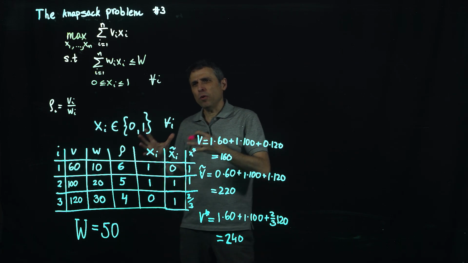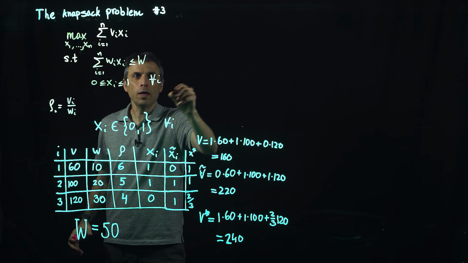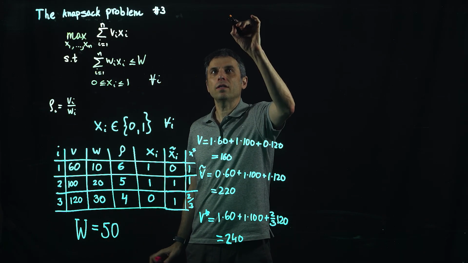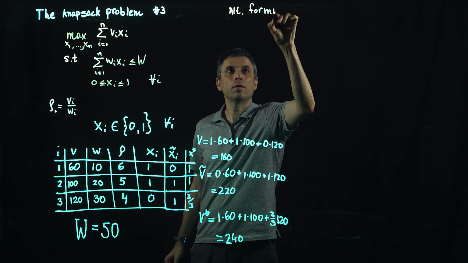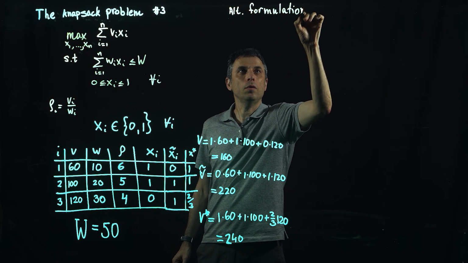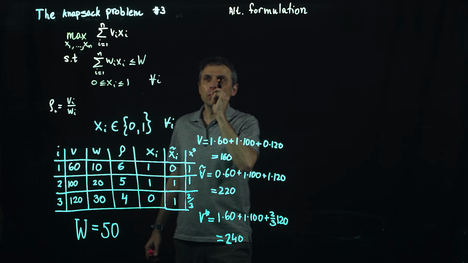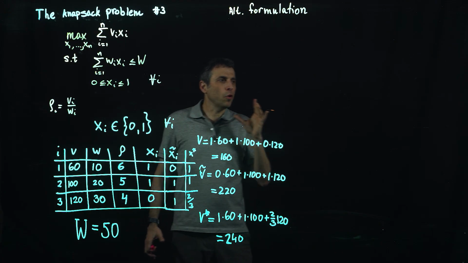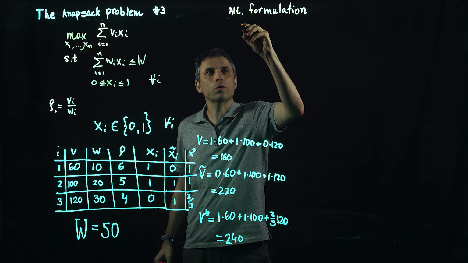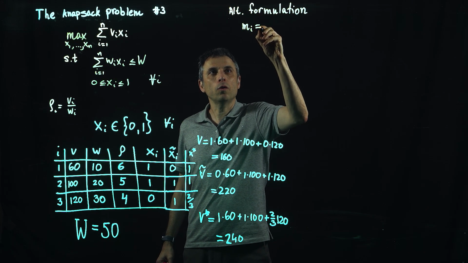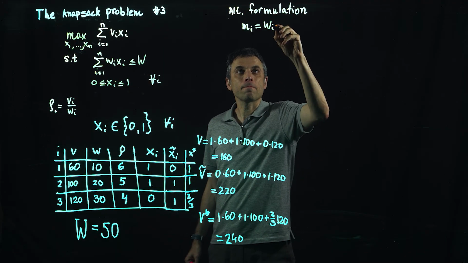Okay. The last point I want to make in this video is that you can rewrite this original problem in a different way. So this is an alternative formulation, which can be useful sometimes when you want to think about what you are doing here. So what I'm going to do is redefine the terms in the following way. I'm going to create mi to be equal to wi times xi.